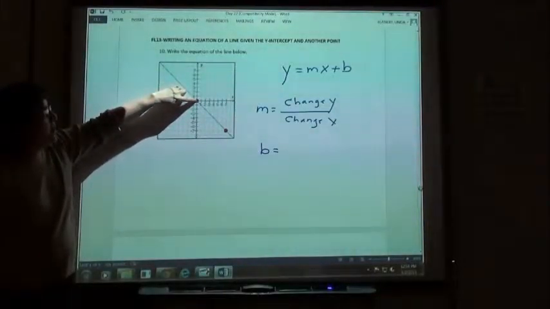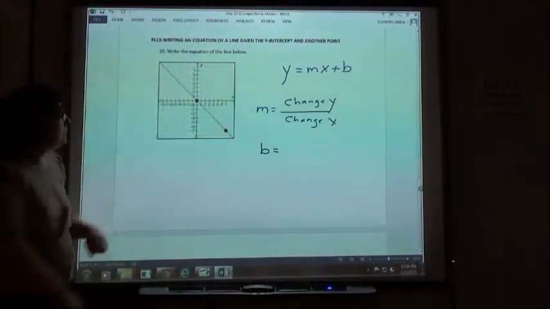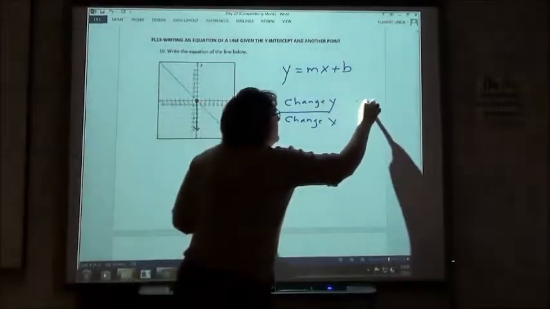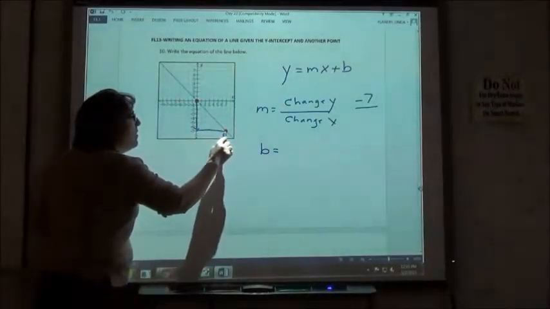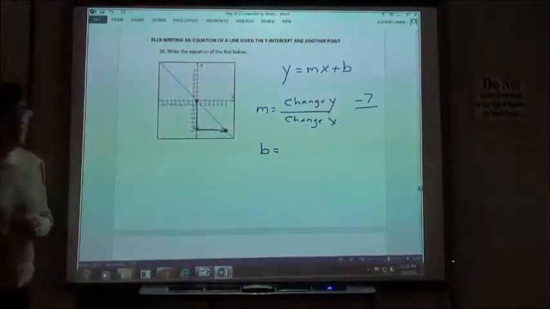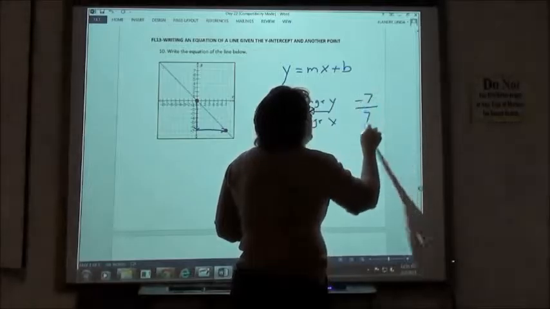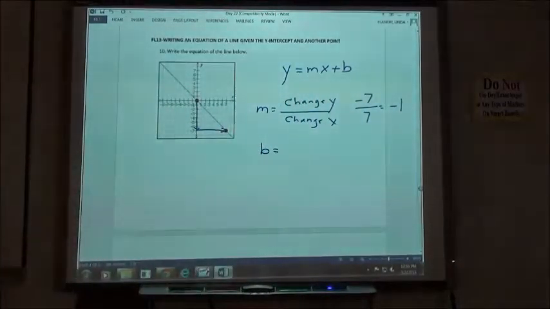Starting at this point, the change in y is going to be -7, right? It's going to drop 7. The change in x, you're going to go 7 to the right, so +7. And if I have a -7 over a +7, I can simplify that into -1.